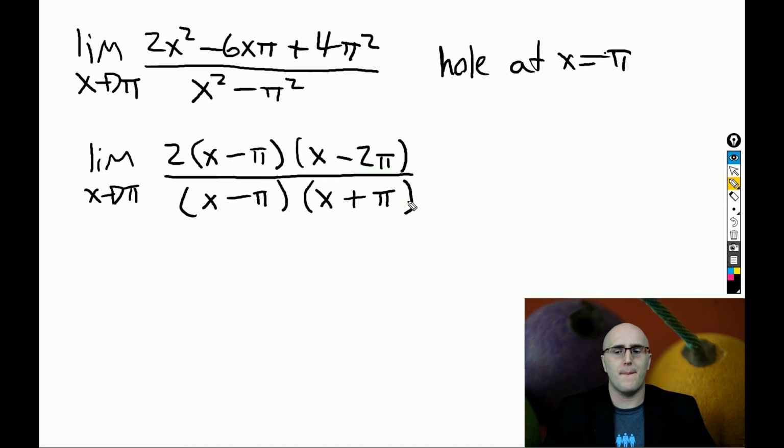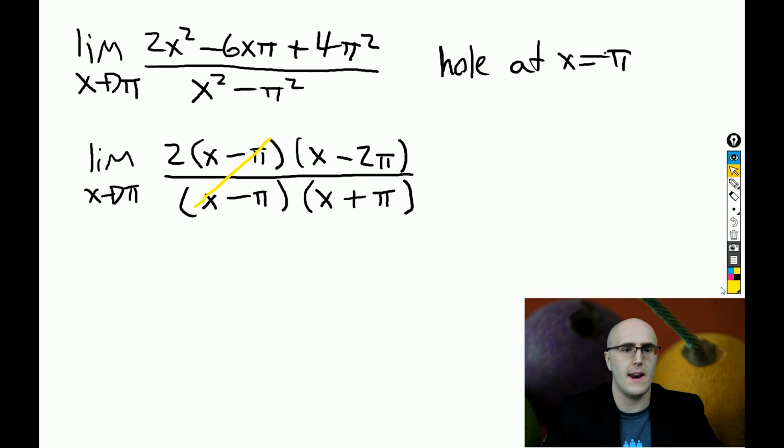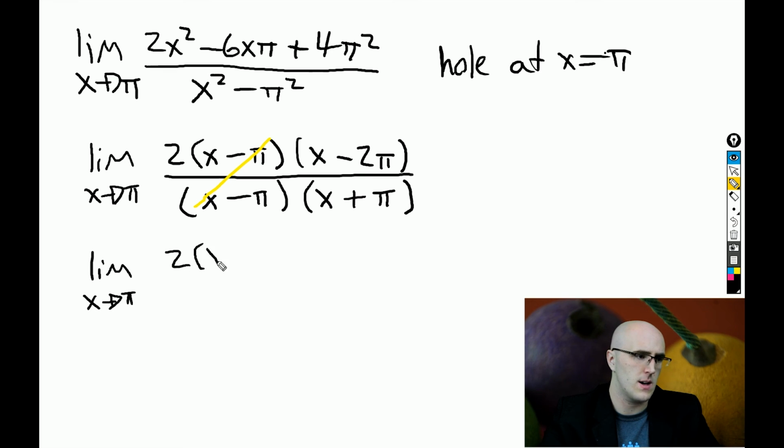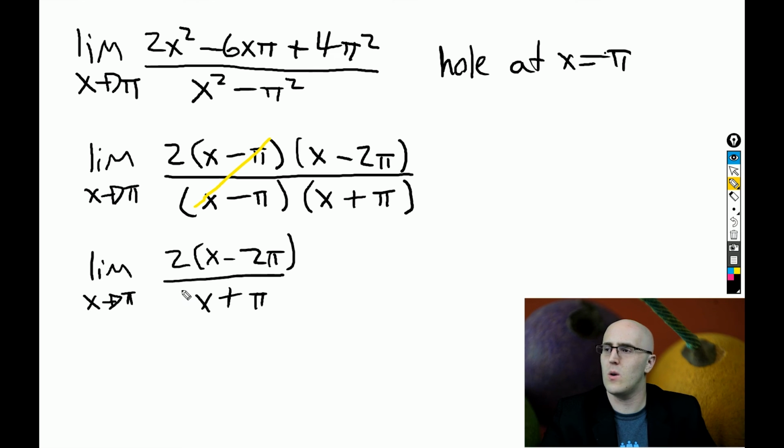Alright, so right off the bat you should see that we can clear out these two, and that is actually going to remove our hole from our function. Once we remove that, we get the limit as x approaches pi of 2 times x minus 2 pi over x plus pi. And that's safe. Our hole has been algebraically removed. We can plug in pi. So let's go ahead and do that. Let's evaluate our limit by plugging in pi.